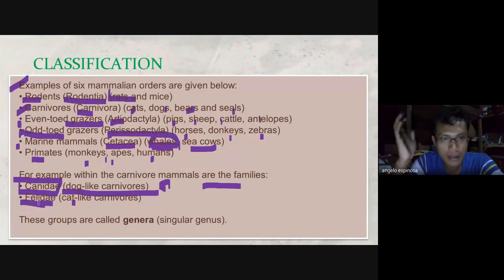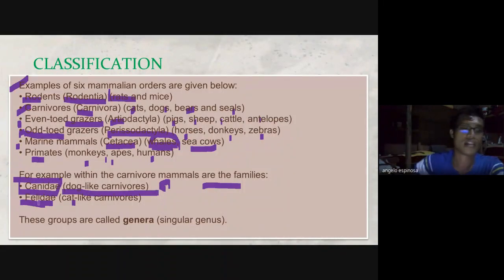Pag sa dog, canine. Pag sa cattle, it's bovine. Pag sa baboy, swine. Pag sa goat naman is caprine. Pag sa horses, it's equine. And sa cat, which is feline. And lastly, we have chicken, avian. Avian ang tawag namin sa chicken. So yun, yung anim na yun.